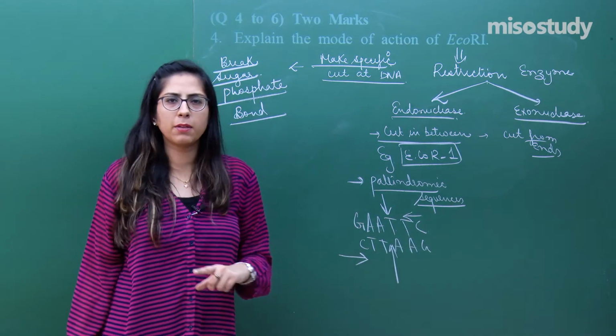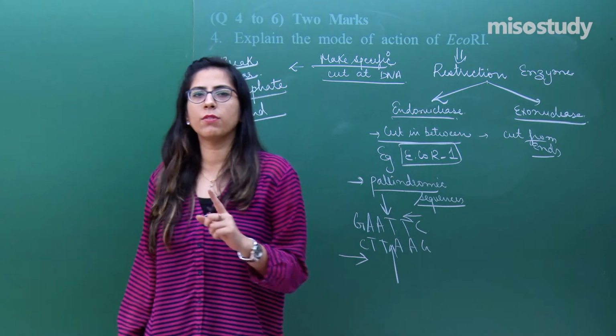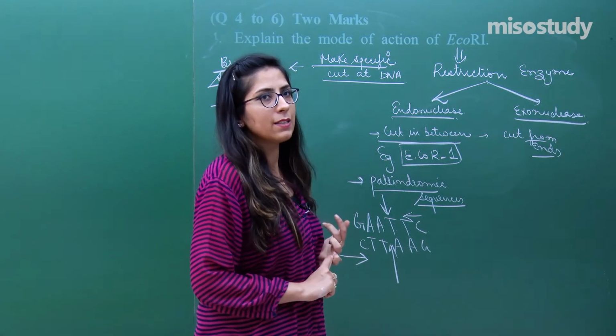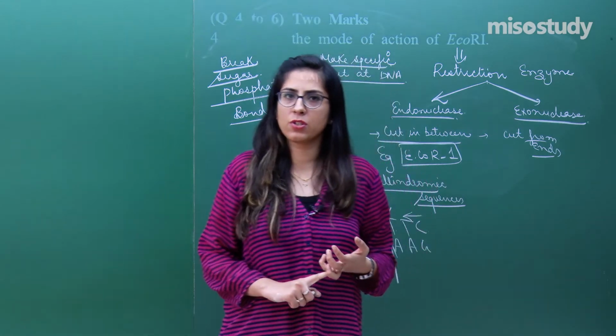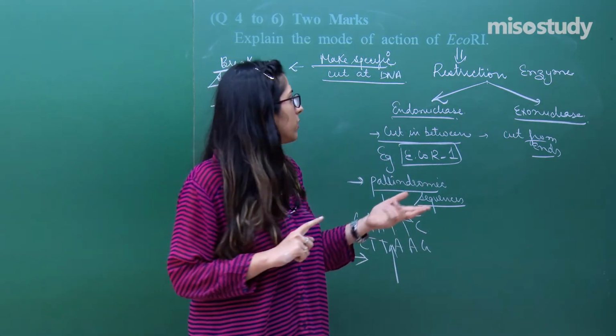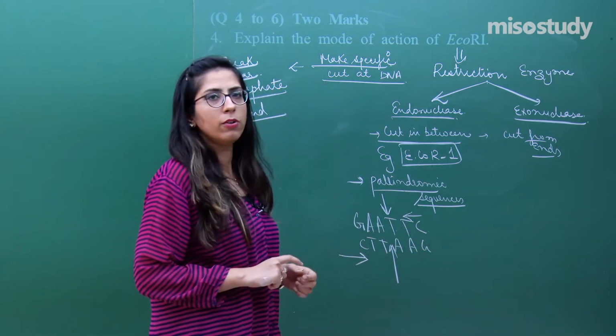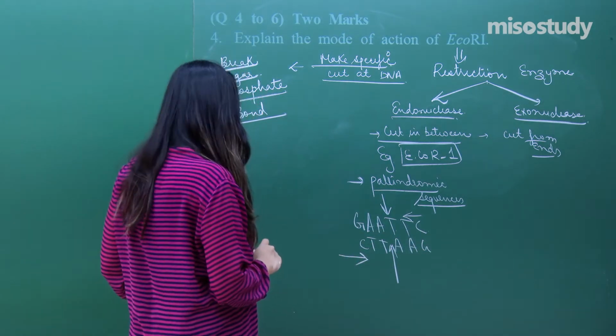So if you have to explain about the mode of action of the E. coli EcoR1, first of all you have to explain that it is a restriction enzyme. Two types of restriction enzymes are there. The first one is endonucleases, second exonucleases. Then you have to explain about the sequence.